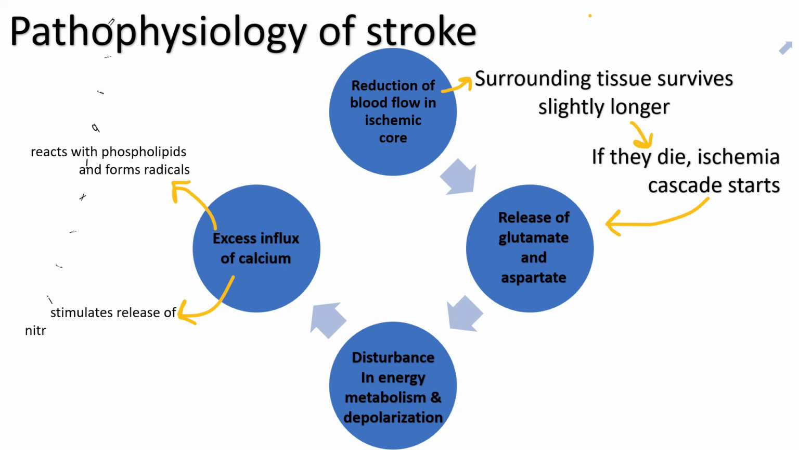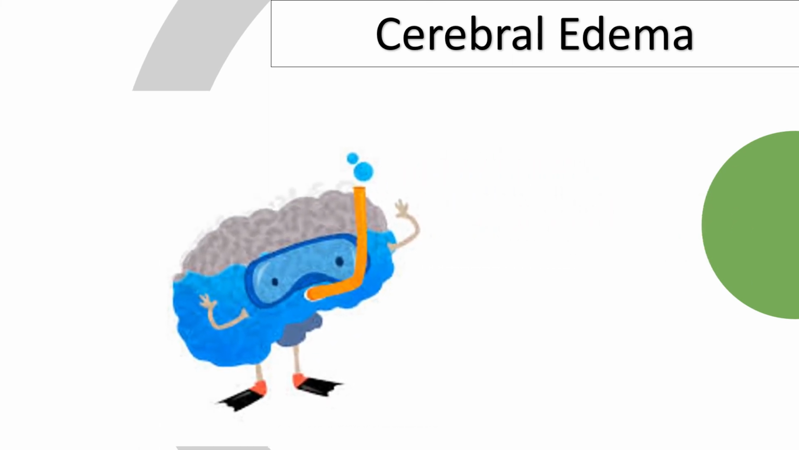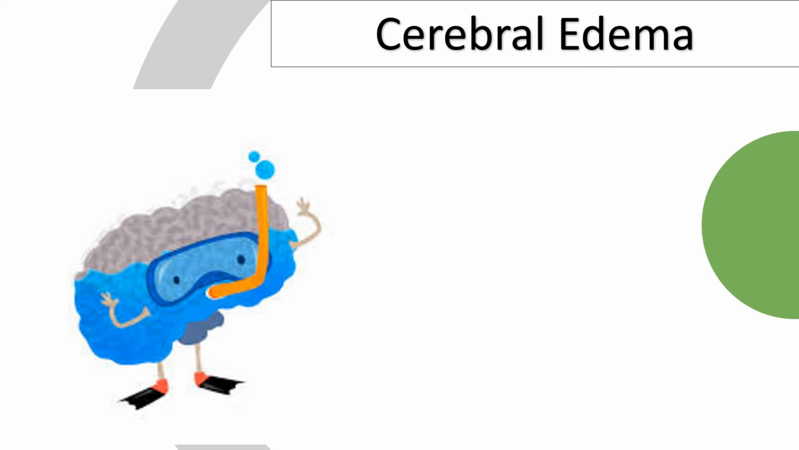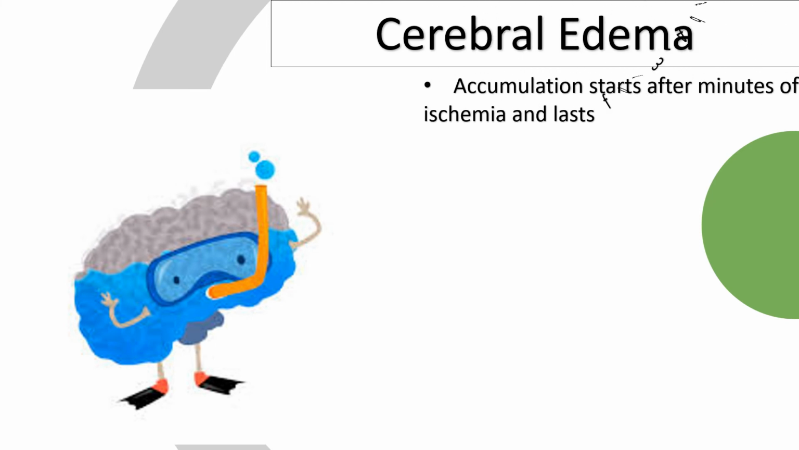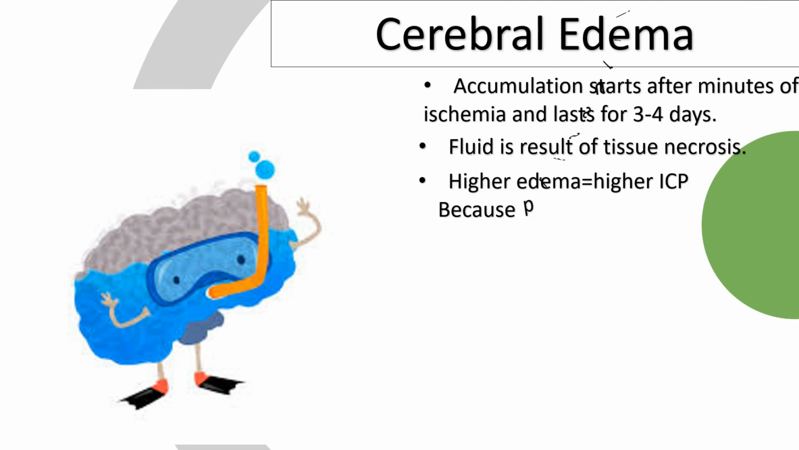Another complication of stroke is cerebral edema. There is accumulation of fluid within the brain that begins minutes after the ischemic insult and lasts for up to 3 to 4 days, and this is commonly called cerebral edema. This is a common occurrence in ischemic type of stroke. This fluid is nothing but the result of tissue necrosis and movement of fluid from blood into brain tissues.